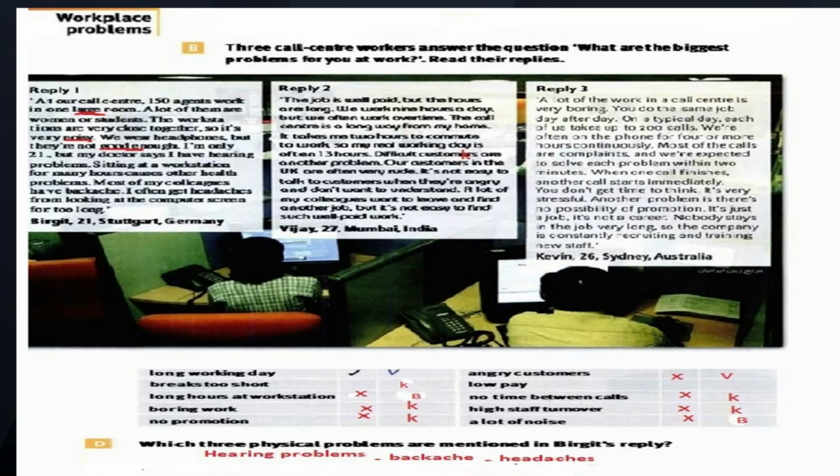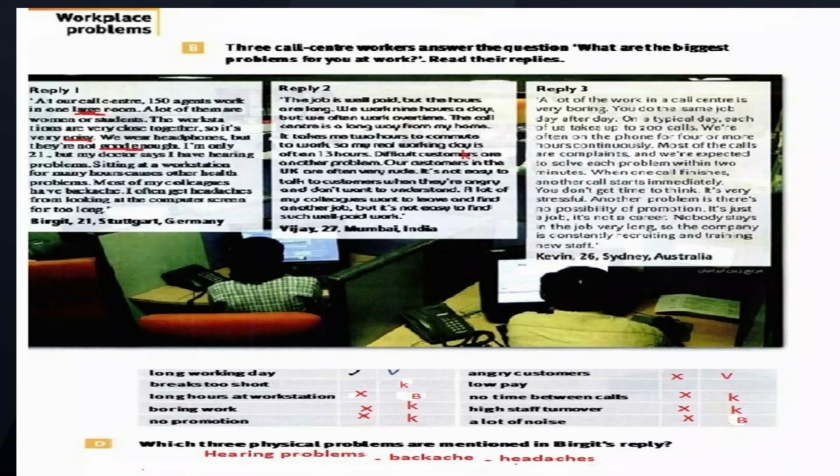Breaks too short. Kevin. Long hours at work stations. Birgit. Boring work. Kevin talked about. No promotion. Kevin. Angry customers. So here you have Vijay. Low pay, we didn't mention that in their replies. No time between calls, Kevin talked about. High staff turnover.